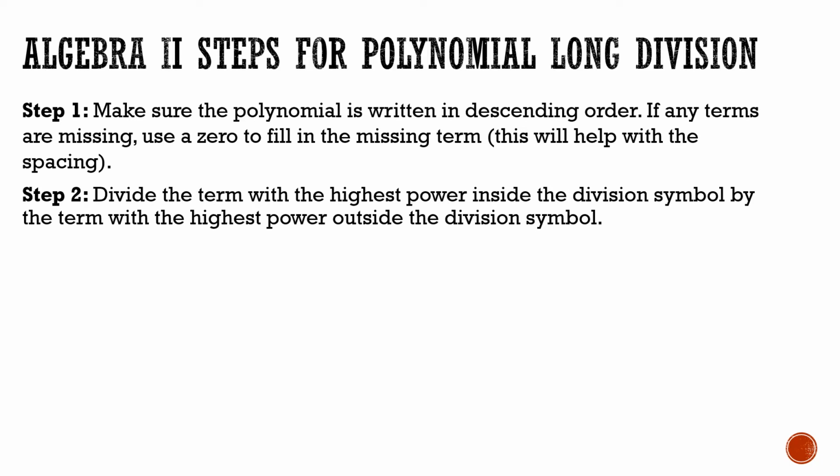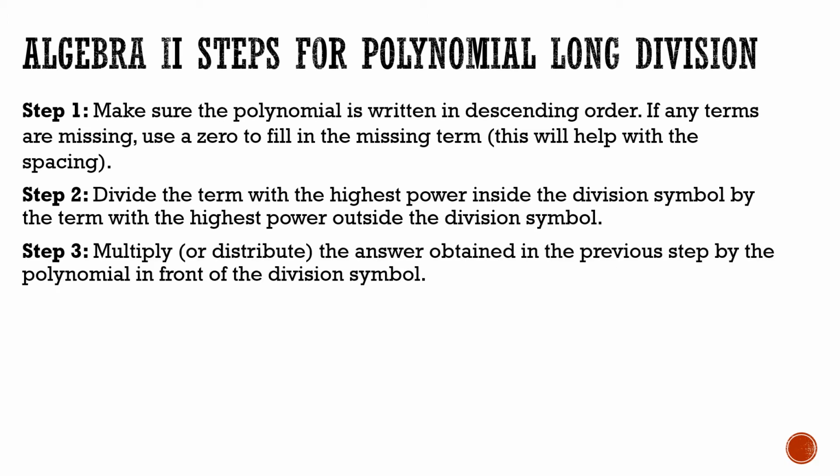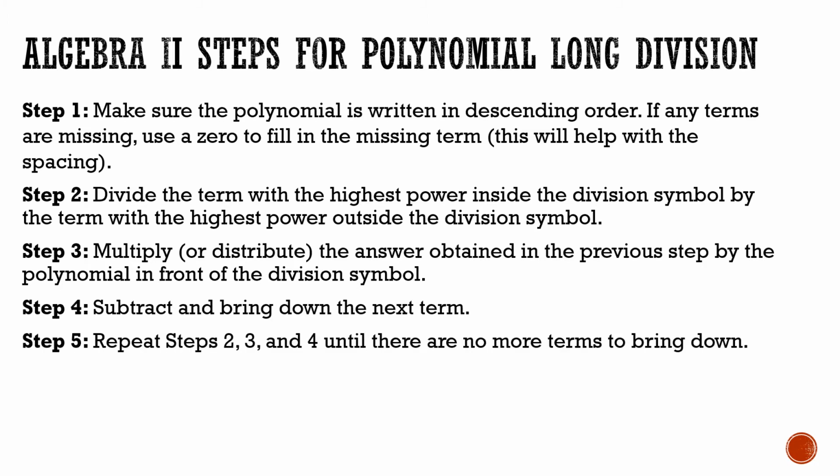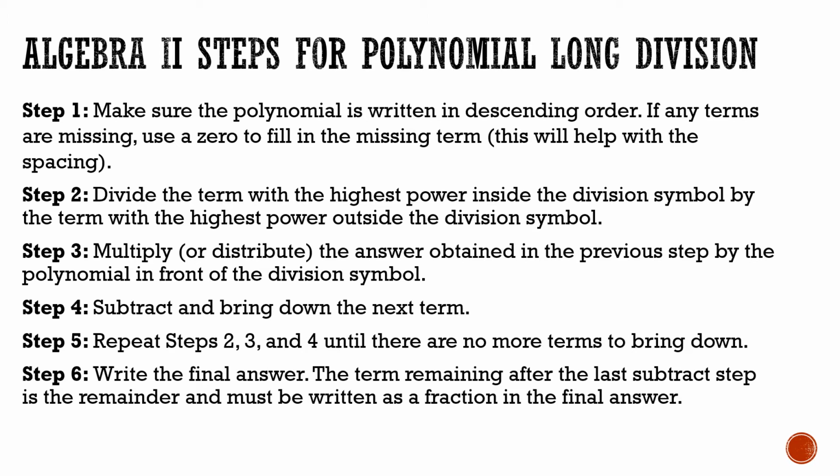Then you want to do your division, so you divide the term with the highest power inside the division symbol by the term with the highest power on the outside of the division symbol. After you divide, you multiply whatever answer you obtained from that previous step. Then you subtract and bring down the next term. And then you just keep repeating those steps until you can't bring down any other terms. Then you write your final answer.